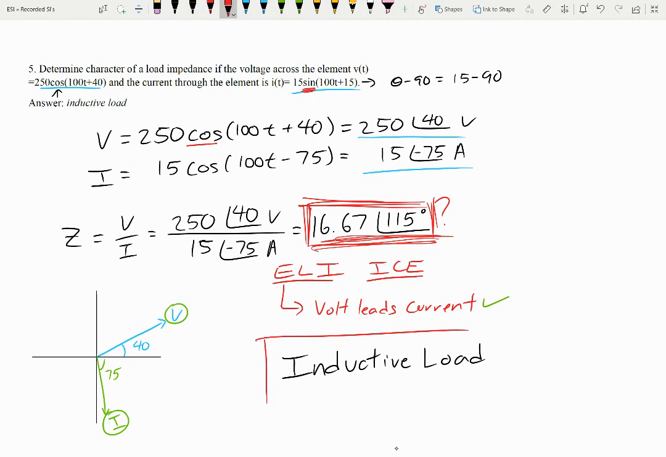All right. So just easy problem, easy 5%. So just compare those angles. Don't get tripped up on the fact that it's not a perfect 90 degrees. All right, I'll see you in the next problem.